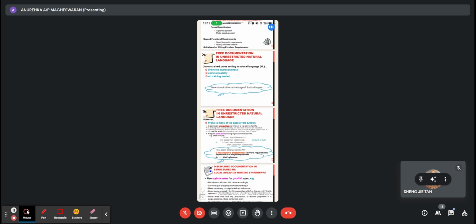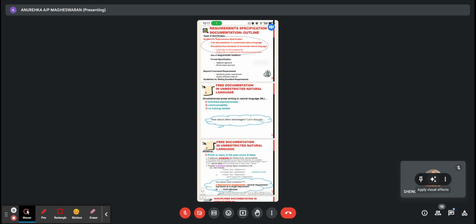Among these four, based on your experience, tell me which one is the most common way to document requirements. There are four, right? Which one is the most common way to document requirements? Can you tell me?